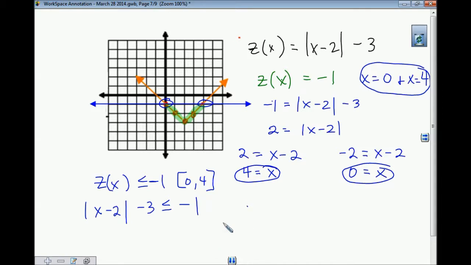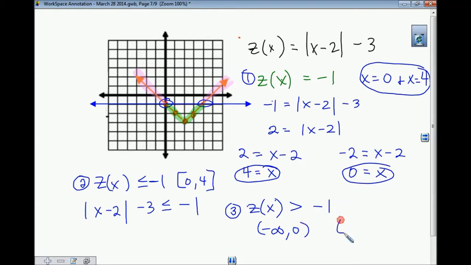Okay, let's do greater than. What would I be looking at now? Above. So I'm looking up here and over here. That's above the line, isn't it? So what would that look like? So that would be from negative infinity to 0. And then what? 4 to infinity. And how do I show that both of these go together to be the answer to that? Union.